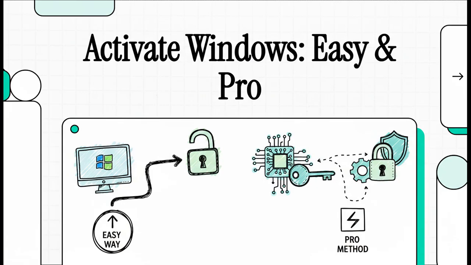So you've just built a brand new PC, or maybe you've reinstalled Windows, and you run right into that final hurdle, activation. Well, today we're going to show you two ways to clear it. We've got the simple everyday method, and then we've got the power user move that just gets it done even when things get buggy. Let's dive right in.